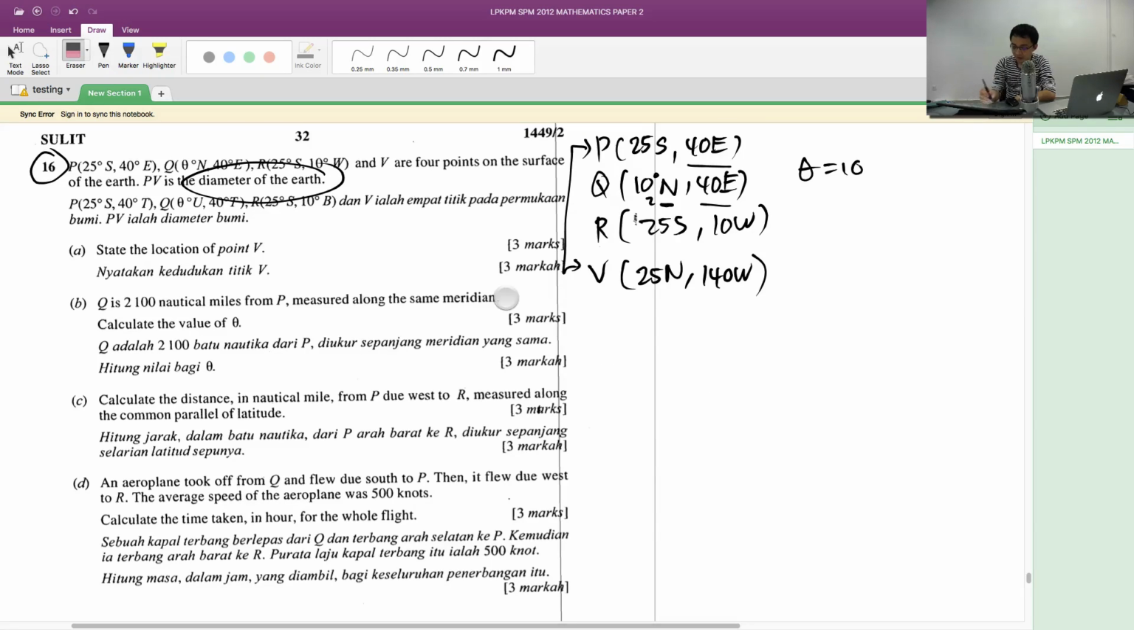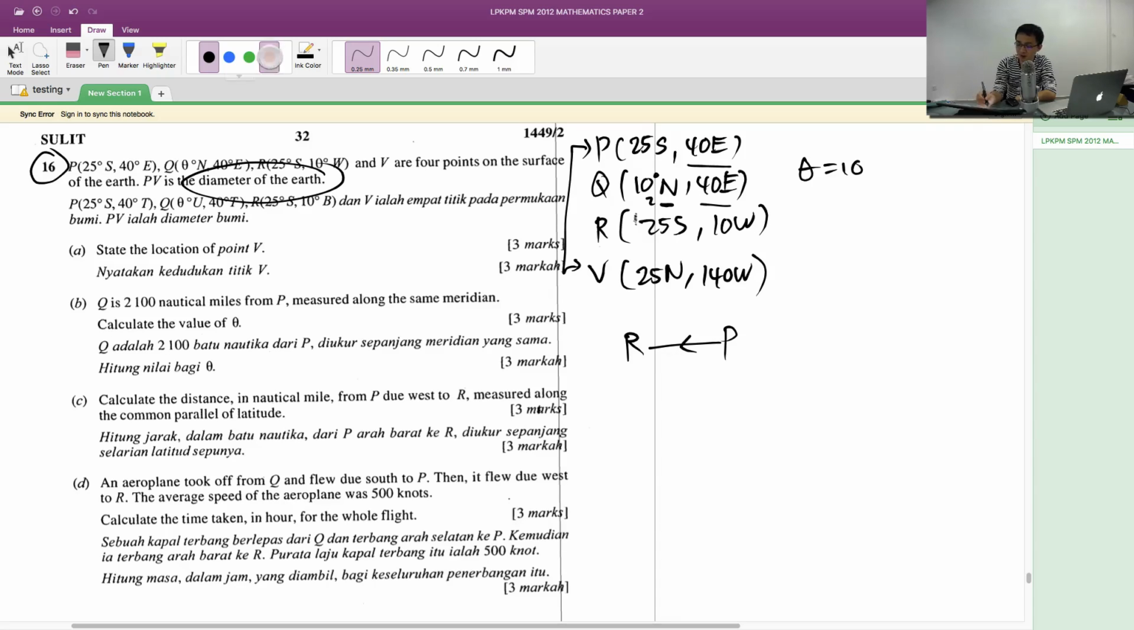Alright, so this part: calculate the nautical miles. What is a nautical mile? A nautical mile is just something like a km, but normally nautical miles are used to calculate for Earth. So it's just a unit, no need to worry about that. Calculate the distance from P due west to R. Now we want P due west to R, along the common parallel of latitude.